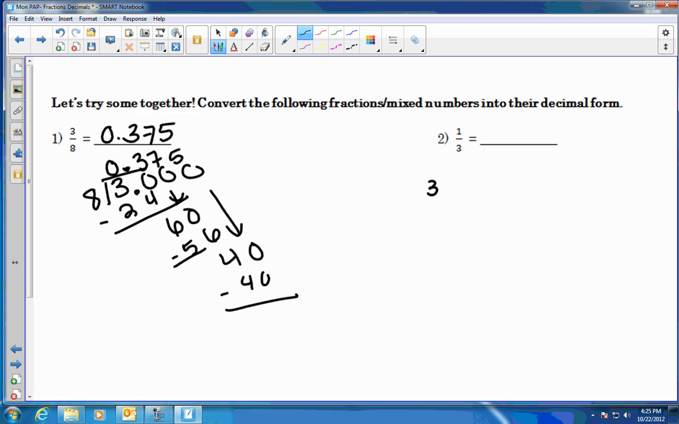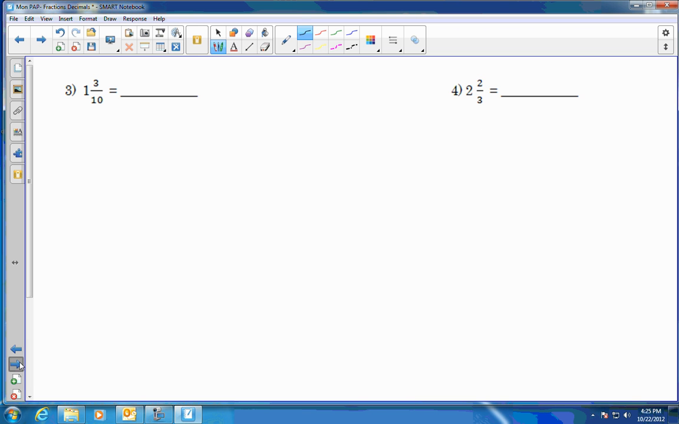1/3. 3 does not go into 1, but it does go into 10 3 times with 1 left over. So when I drop down my next 0, oh, it's going to start repeating. Now some of these will be ones that you're required to remember. There's a sheet in your notebook that tells you to memorize your benchmark fractions and make flashcards of them. 1/3 is one of those. So you should not have to do this division every time, but it's always there if you tend to forget.